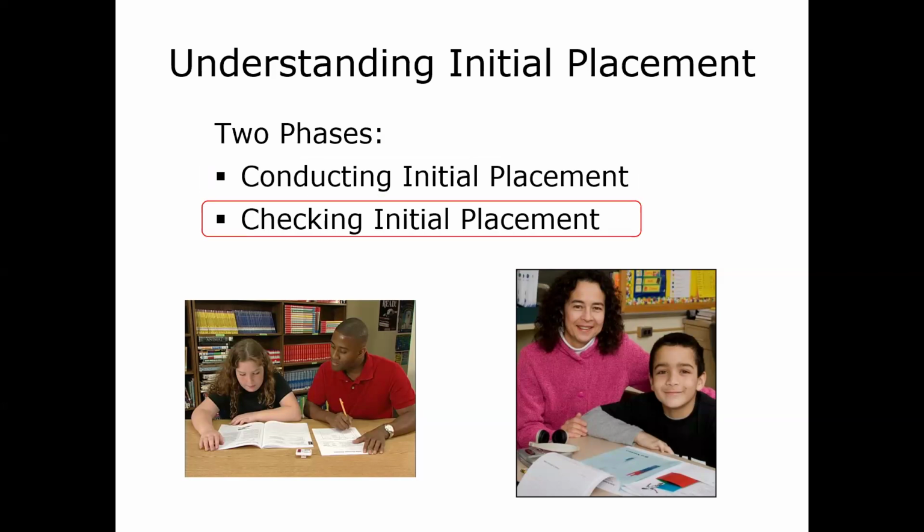But checking initial placement happens after students have passed a few stories, ideally 3. And then you're looking at comprehension, right? So we want conducting initial placement to be a quick process. We want to get them started. They're behind. Time is of the essence. So conducting initial placement is done as quickly as possible. We will look at their comprehension after they pass 2, 3, 4 stories when we do checking initial placement.